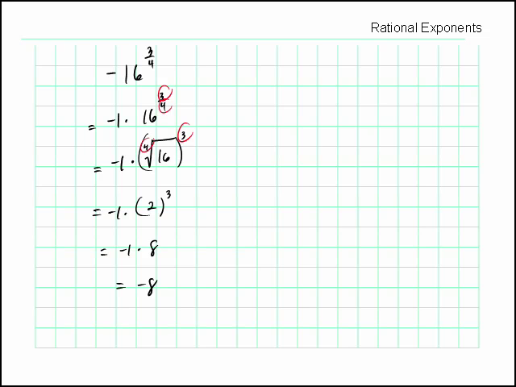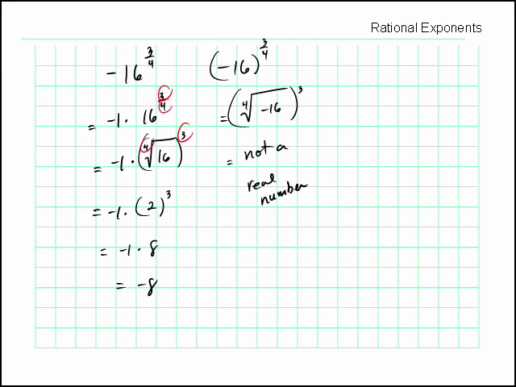Let's compare this problem to negative 16 in parentheses to the 3/4. Since the whole thing is in parentheses, it's going to go under the radical sign. This is the 4th root of negative 16, and then cubed. Recalling a previous section, we cannot take the 4th root of a negative number, and so this is not a real number.